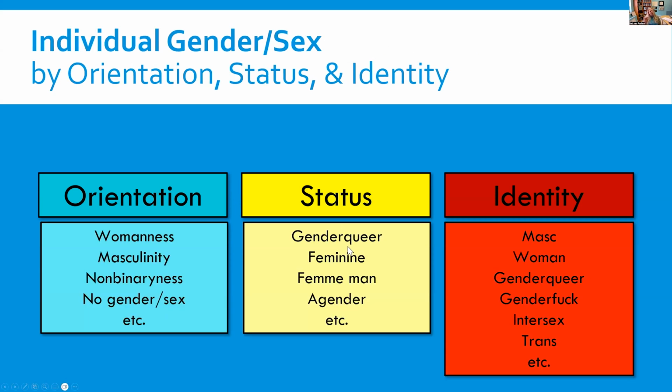And we can also use this framework to think about individual gender sex. So it's most commonly applied to gender sex sexuality, and then we can think about it applied to partner number sexuality or kink, but it also can be applied to individual gender sex. So whether people are oriented towards womanness or masculinity or no gender sex, for example, whether people's status is genderqueer, feminine, a femme-man, agender, or so on. And their identity has all sorts of terms. And again, these can branch across, they can branch within.